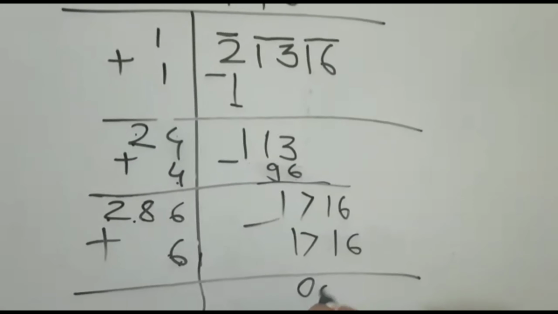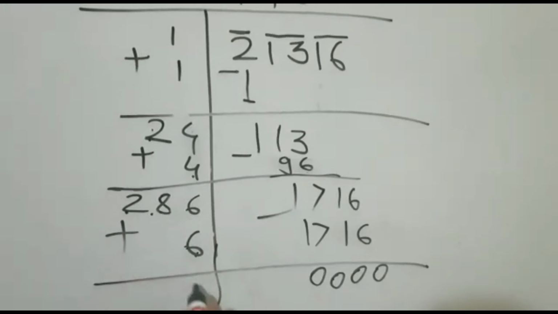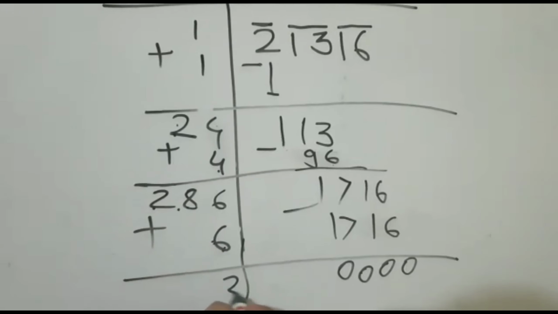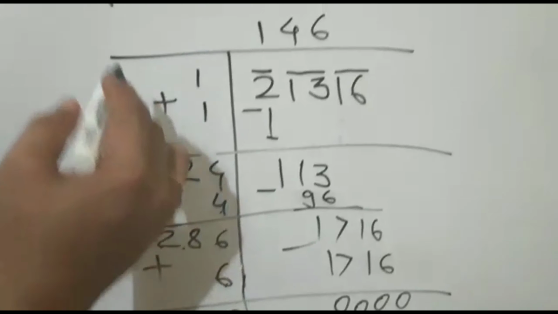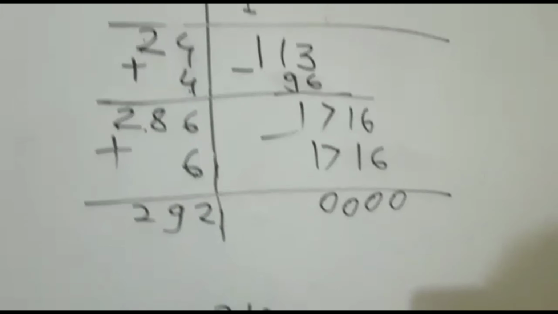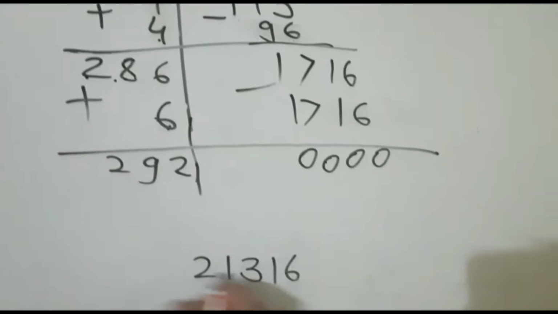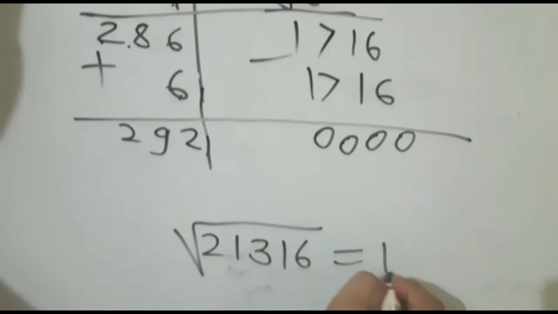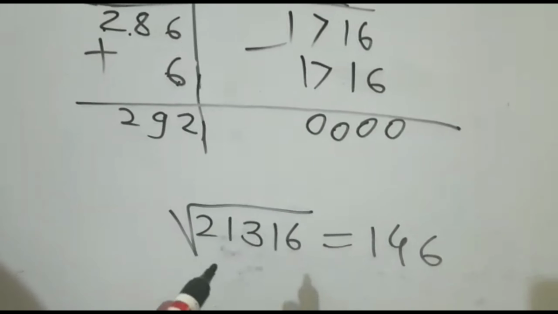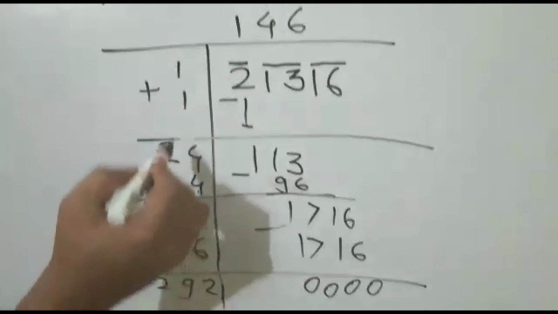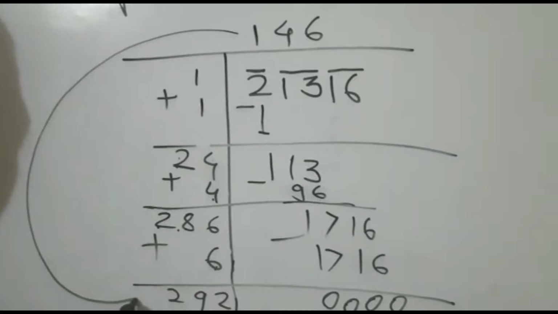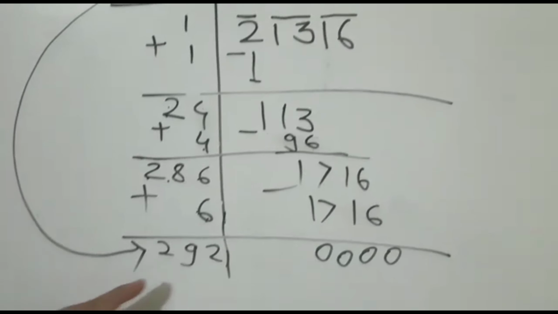So here it becomes 0, all 0. Here 6 plus 6 is 12, and 292. So the square root of 21,316 is 146. Is our answer correct or not? Take verification. The double of 146 is 292.